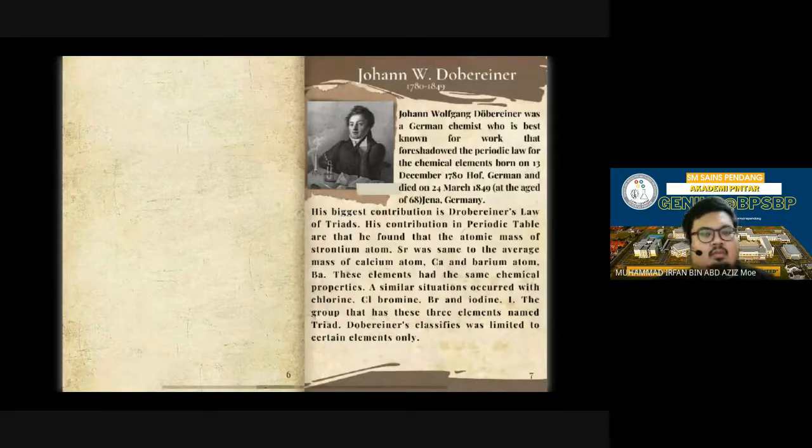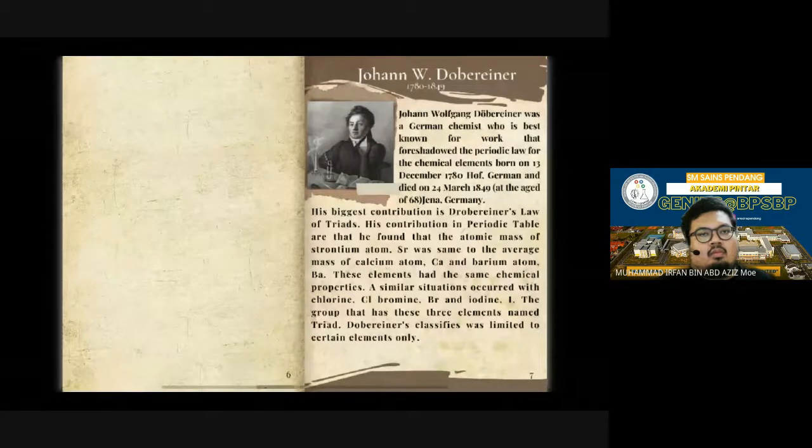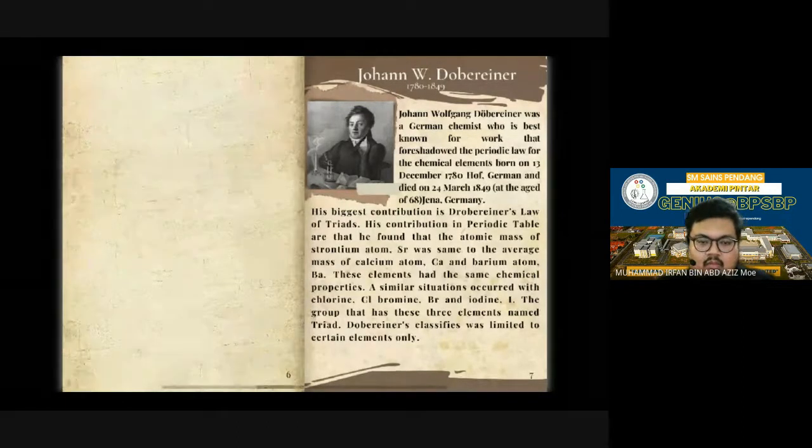His contribution in the periodic table is that he found that the atomic mass of strontium atom, Sr, was the same as the average mass of calcium atom, Ca, and barium atom, Ba. These elements had the same chemical properties. A similar situation occurred with chlorine, Cl, bromine, Br, and iodine, I. The group that has these three elements was named a triad, and his classification was limited to certain elements only.